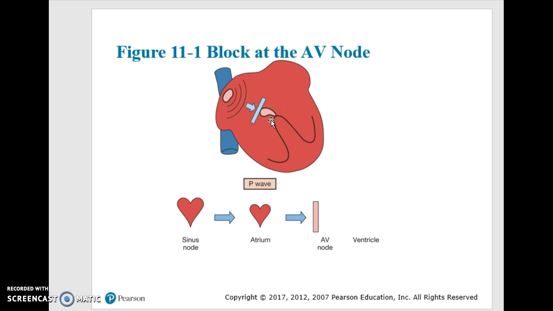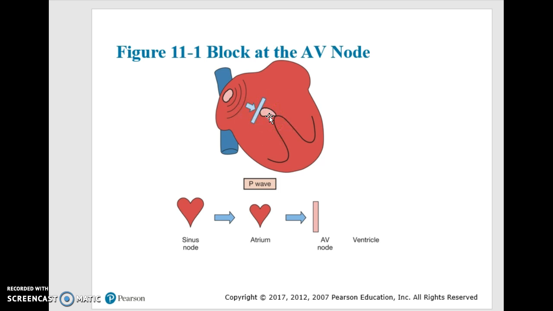And a complete block means that none of the impulses get through here to the ventricles. The SA node fires, it makes it all the way to this area of the heart, and then it's cut off, it's stopped. The ventricles do not contract from the electricity that was generated in the SA node because it does not pass through this area of the heart.